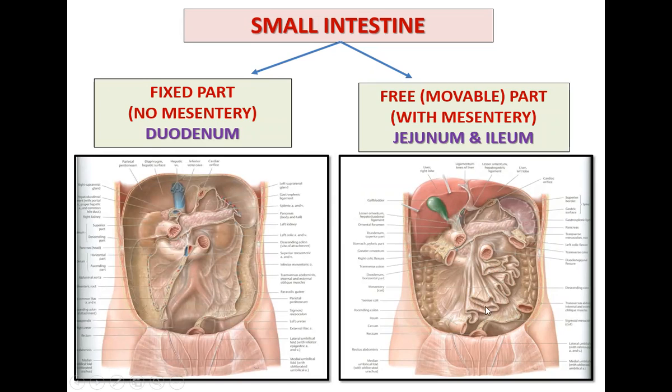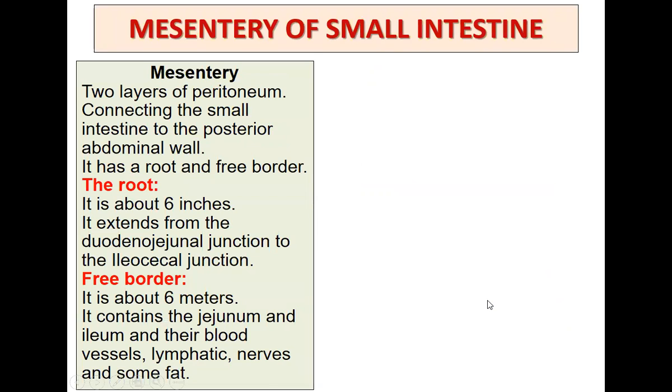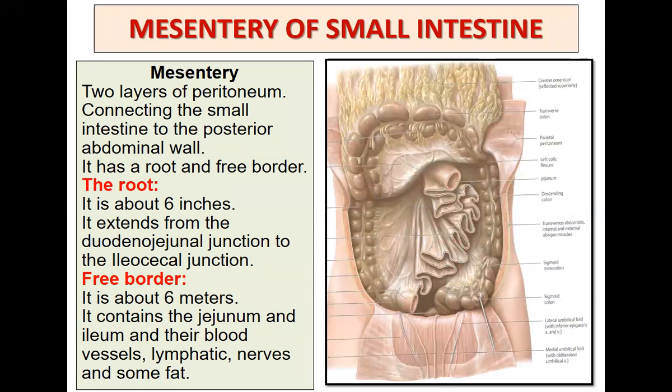So it is retroperitoneal, behind the peritoneum. And here, even though the remaining jejunum and ileum are not shown, you can see the mesentery, the long mesentery, which helps in its movement. Now we'll understand what exactly the mesentery is. As I showed you, this is the mesentery.